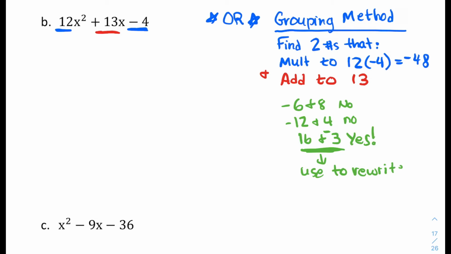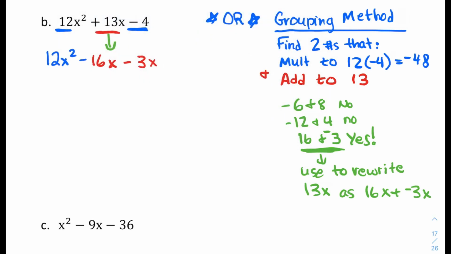I'm going to use those 2 numbers to rewrite my middle term of 13x as 16x minus 3x, or plus negative 3x. So it still equals my original expression. That's key. That's the only reason why this works, is 16x minus 3x is still the same thing as 13x. I'm just writing it differently. And then I'm going to leave my 12x squared and negative 4 written as they are.